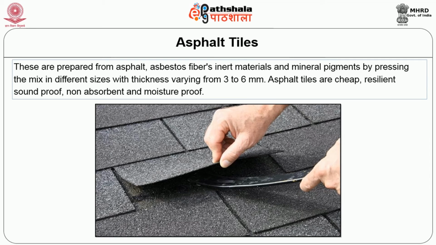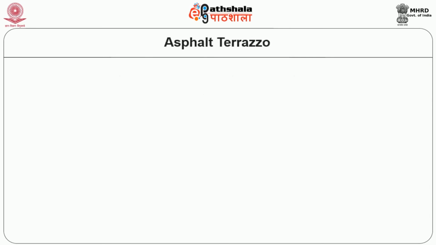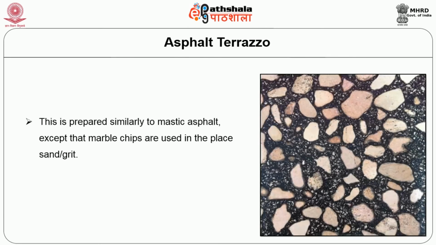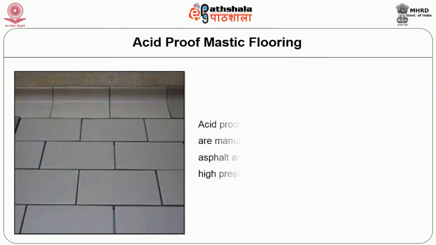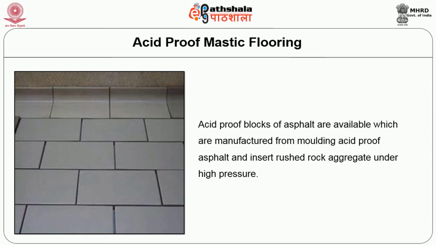Asphalt tiles are cheap, resilient, soundproof, non-absorbent and moisture proof. Asphalt terrazzo is prepared similarly to the mastic asphalt except that marble chips are used in place of sand or grit. Asphalt may be either in black or other suitable color and is laid down in hot condition. Acid proof mastic flooring is manufactured from molding acid proof asphalt and inert crushed rock aggregate under pressure.